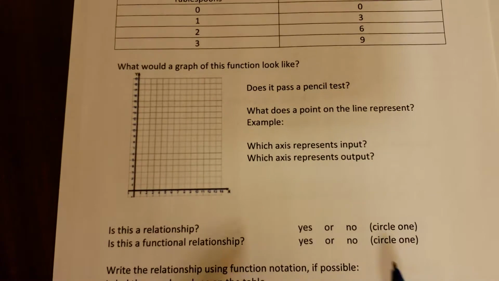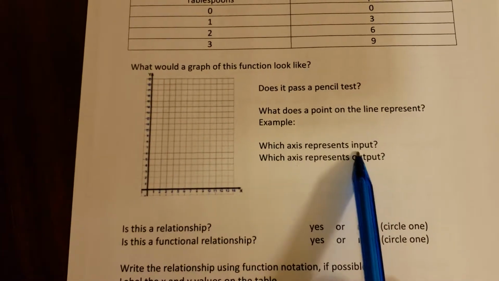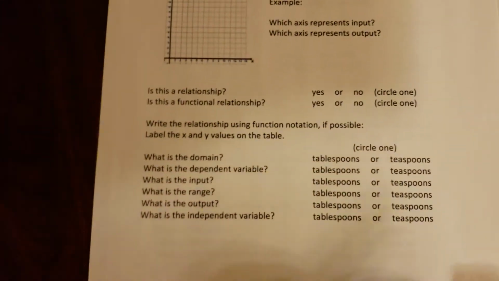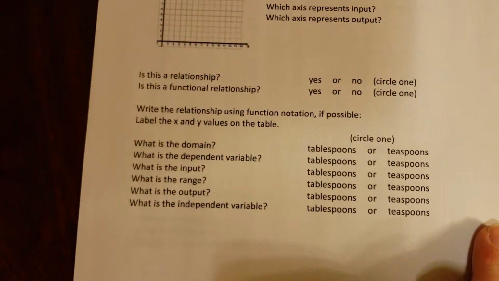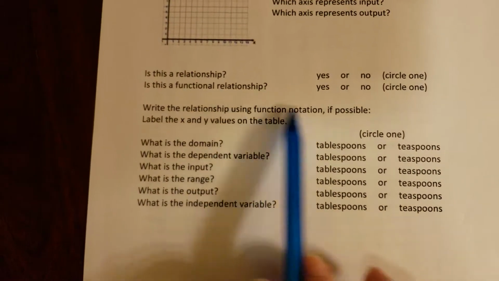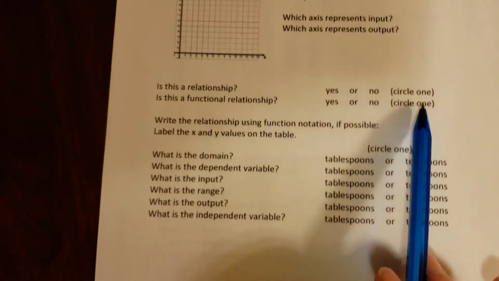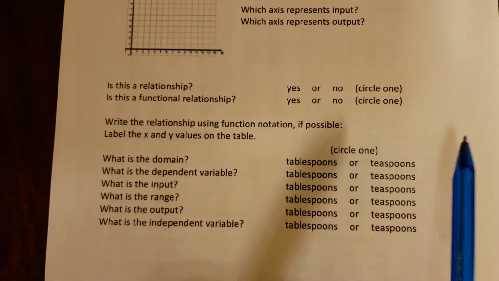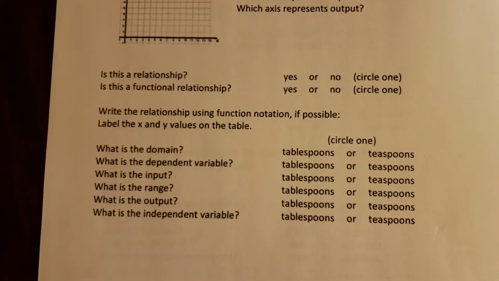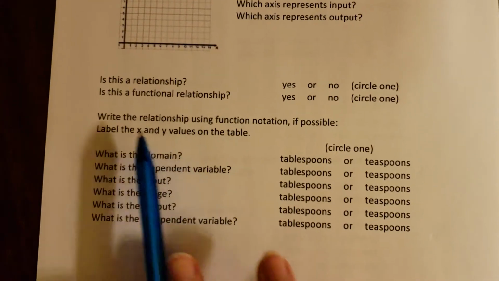The first side is a little bit different. Which represents the input, which represents the output. And these bottom questions are basically the same, just scrambled up here. Is this a relationship? Yes or no? Circle. Some of you guys get cute about crossing things out. Just circle. For the love of Pete, just follow directions. Circle. Is it functional?